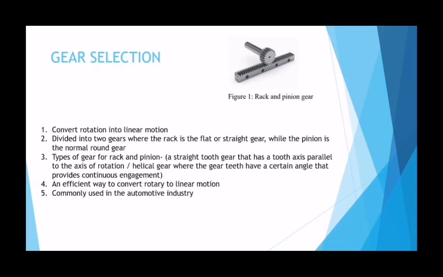There are a few types of gear for rack and pinion, one of which is a straight tooth gear that has a tooth axis parallel to the axis of rotation. Another type is helical gear, where the gear teeth have a certain angle. Rack and pinion gear have many practical uses, as it is an efficient way to convert rotary to linear motion. Rack and pinion are commonly used in the automotive industry, for example, the steering system of a car.